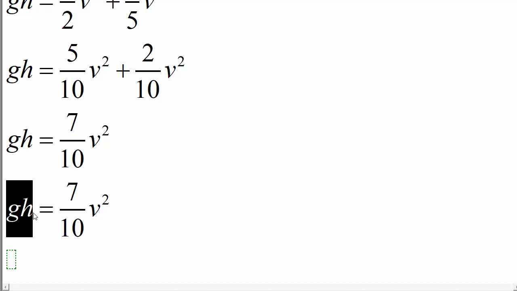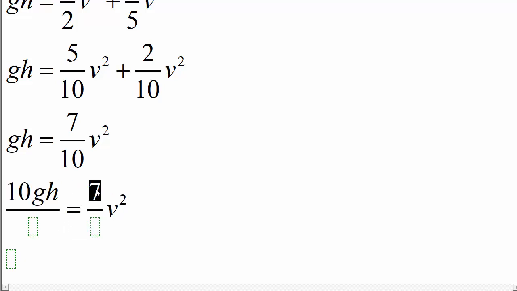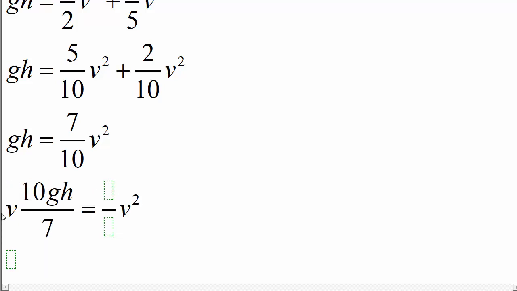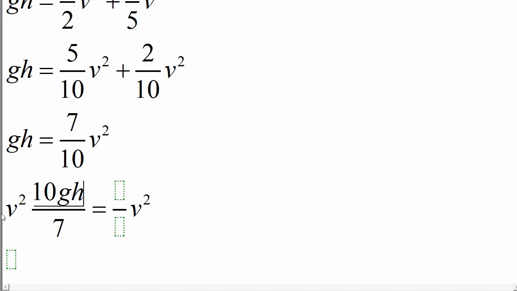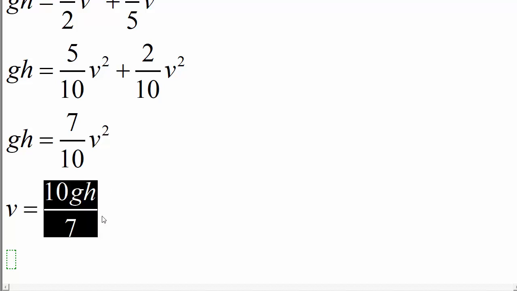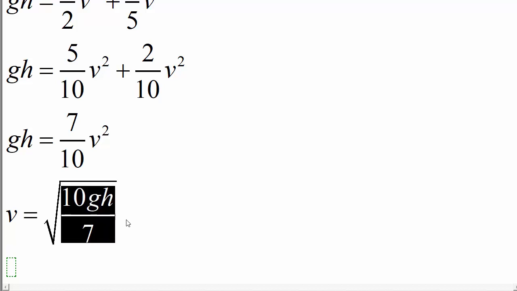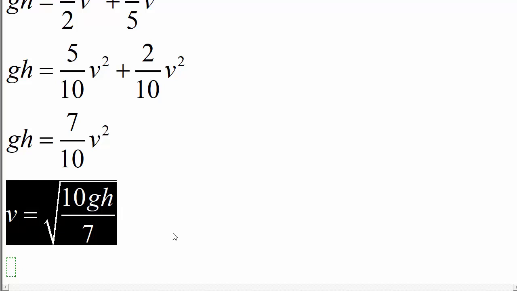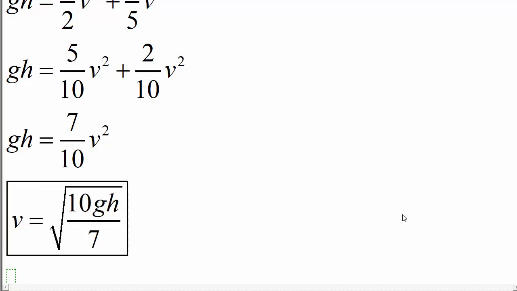So a little bit of cross multiplying gives us 10gh over 7 equals v squared. And of course we don't want v squared, we want v. So we'll take the square root of both sides. And there's our answer.